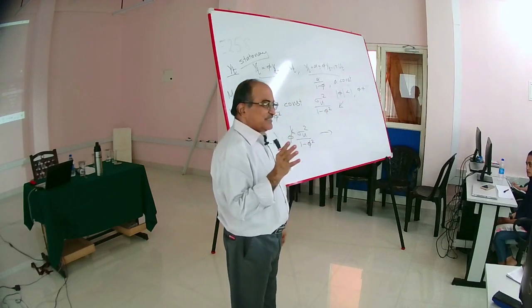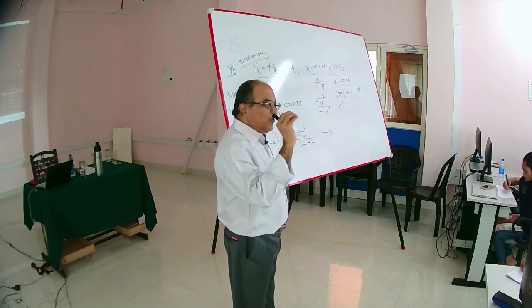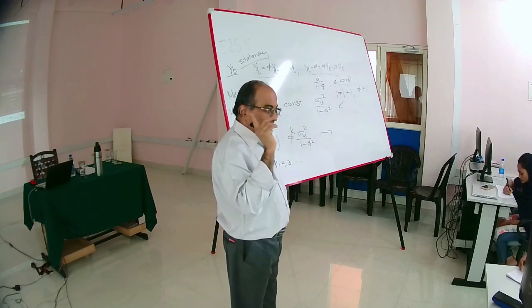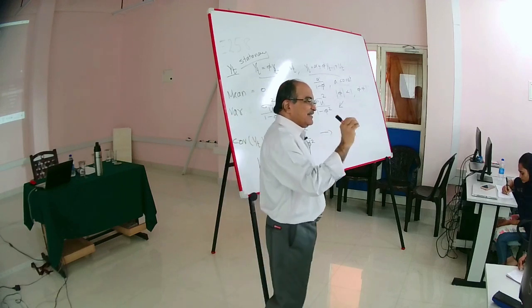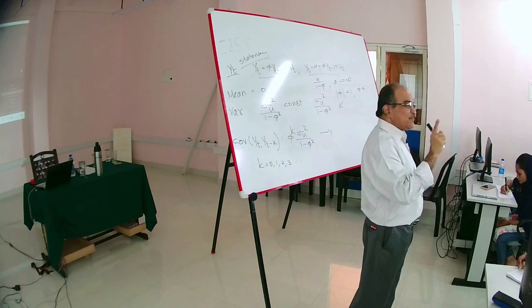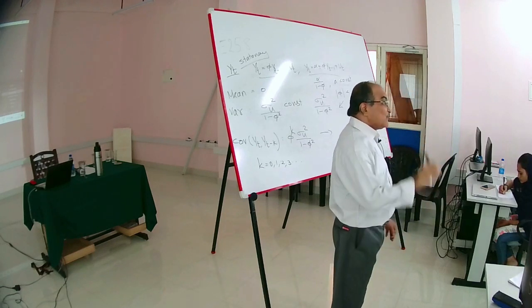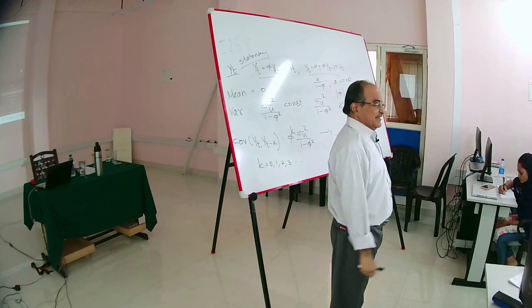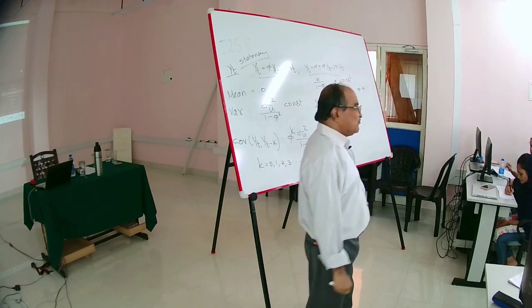Now I have a question. I am just telling now that a white noise, you are familiar with white noise. A white noise is a stationary process. But a stationary process need not be white noise. Why? Can you tell me why?